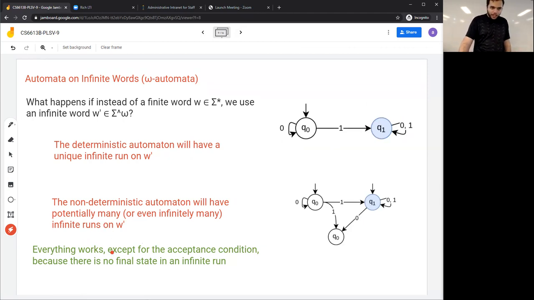So the only thing that we have to change when we go from finite words to infinite words, which we also call omega automata, and omega is actually the first infinite ordinal for those of you who've read set theory, so that's why we use omega. But for others, just think of omega as meaning an infinite sequence. So everything works except for the acceptance condition. We have to come up with some acceptance conditions to say which words are actually accepted by the automaton and which are not.